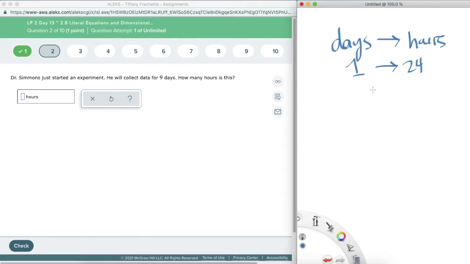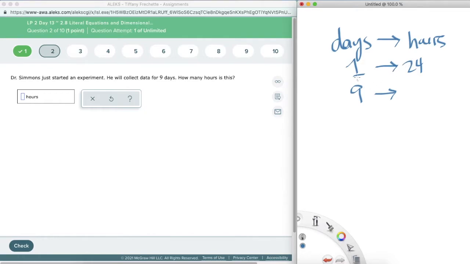And I know one of the ones I did in class was hours to minutes. And again, they didn't give us the conversion. They're just assuming we know this. Because this is time, and we use this all the time, every single day, all week long, all year long. So if we have 9 days and we want to know how many hours that is, these are on opposite sides, right? That's what I was talking about.